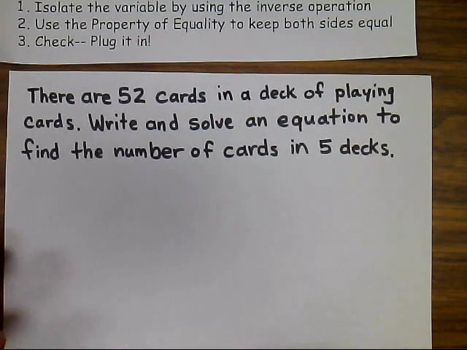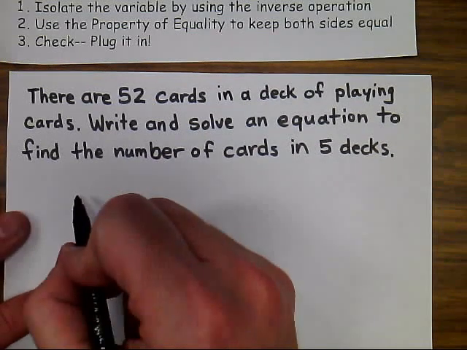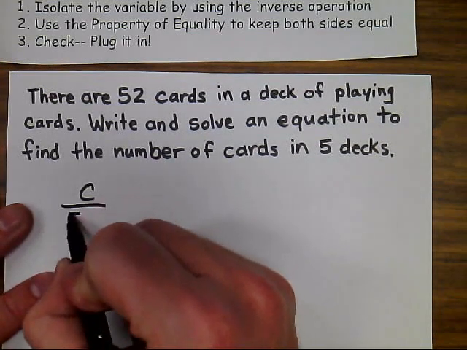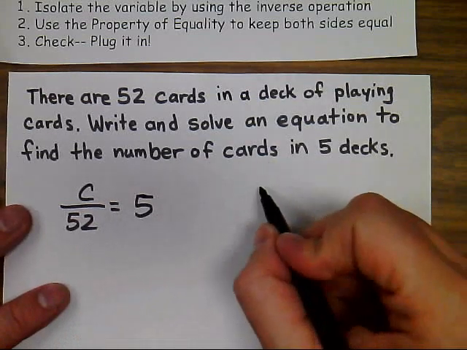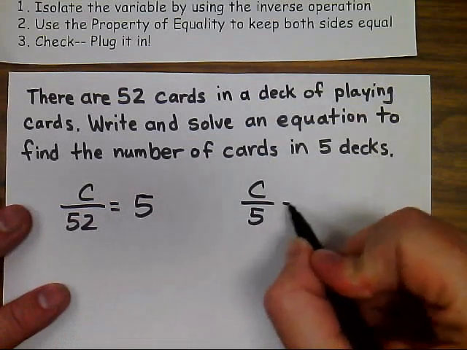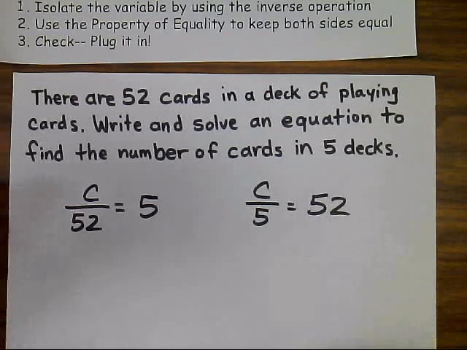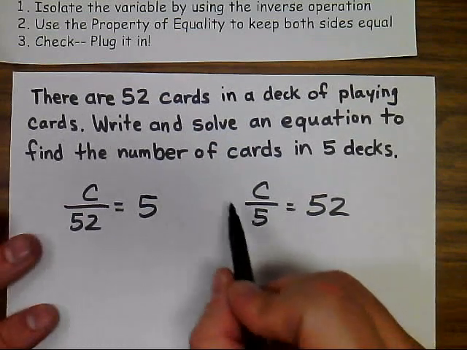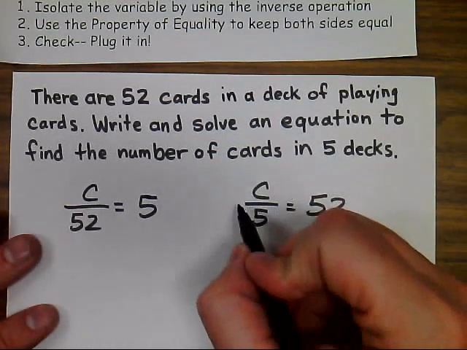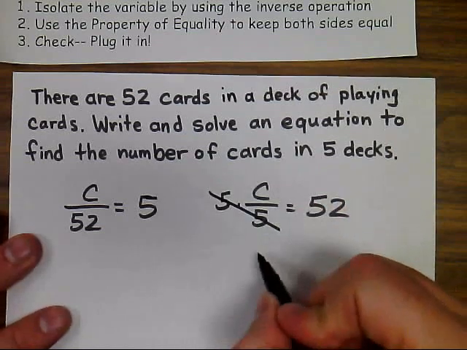Now we can do this problem in 2 separate ways. We could do the total number of cards divided by 52 equals 5. So the number of cards divided by 52 equals 5. Or we could do the total number of cards divided by 5 equals 52. It doesn't really matter which way we set it up because both will give us the same answer because of the fact family that we're working with. I'm going to choose to do this one because I'd much rather multiply by 5 than 52. So I'm going to multiply this by 5, which leaves me with C.